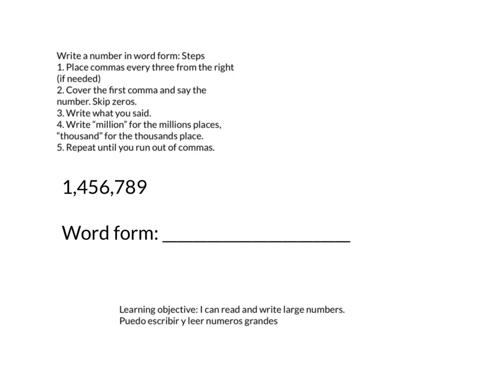So my next step is cover the first comma and say the number. Skip zeros. So I've got the number 1. Step 3 is write what you said. So I said 1.